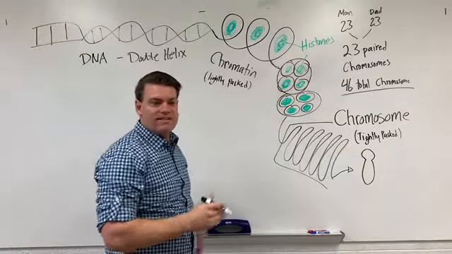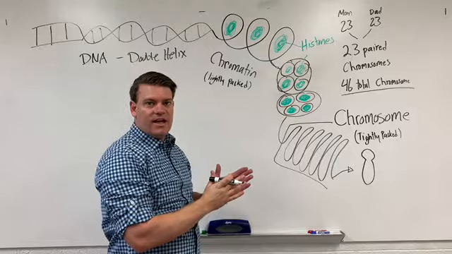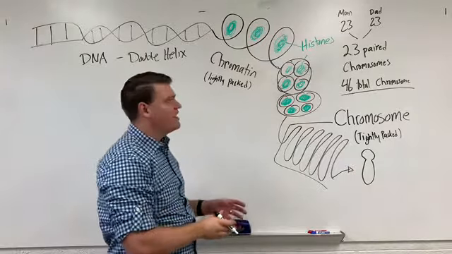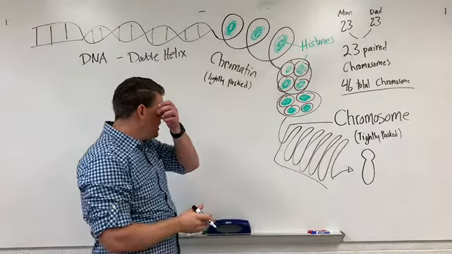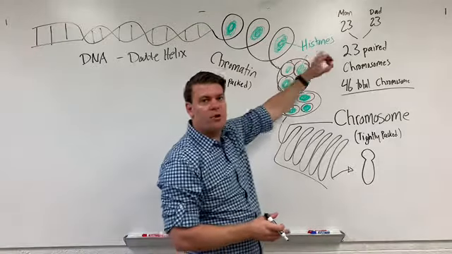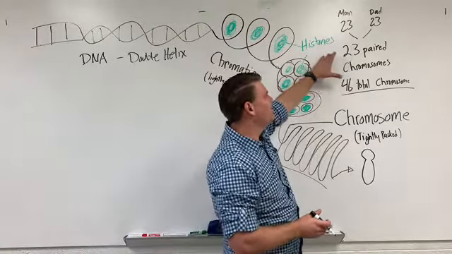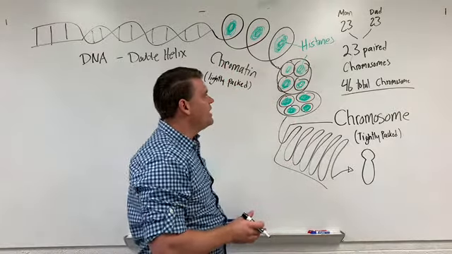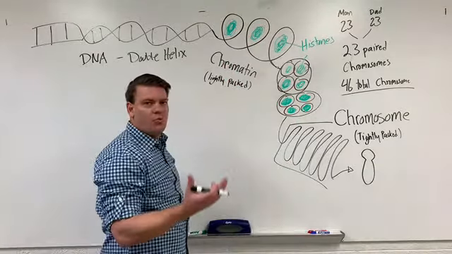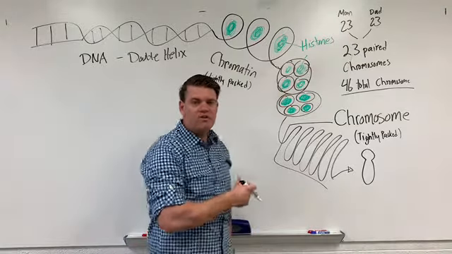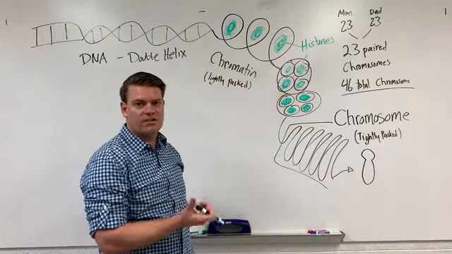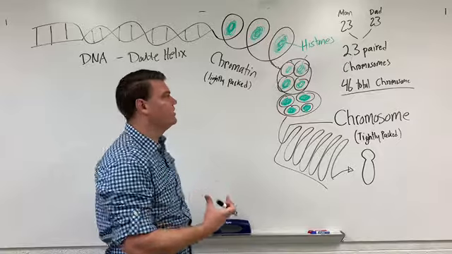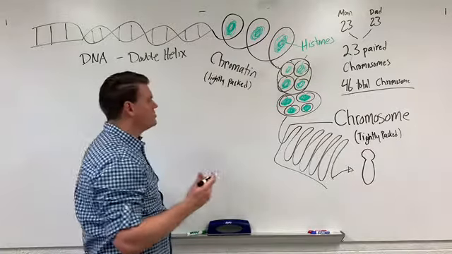And so it's the same sock. They look very similar, all that kind of stuff. But one came from your mom, one came from your dad. That's how your 23 paired chromosomes are. One came from your mom, one came from your dad. And we label our chromosomes 1 to 22, and then our 23rd set of chromosomes are called our sex chromosomes. Those are the X and the Y's, and we'll definitely chat a little bit more about those.